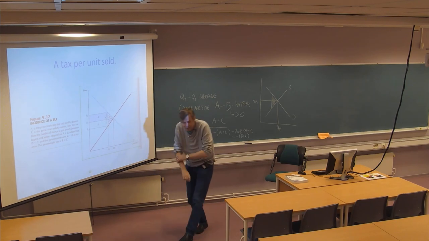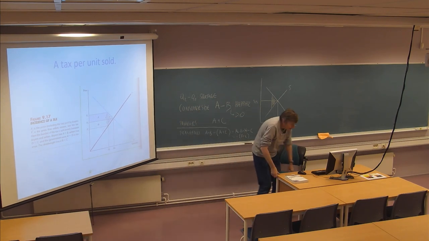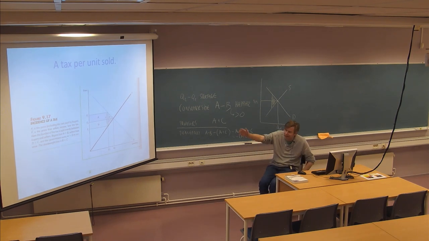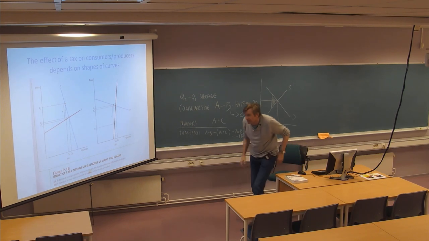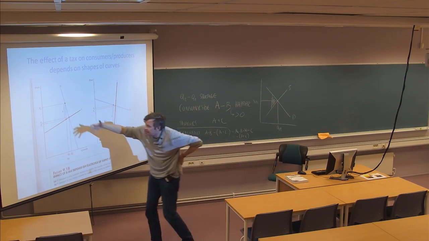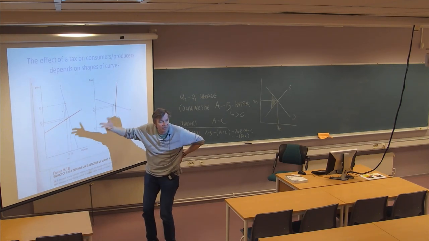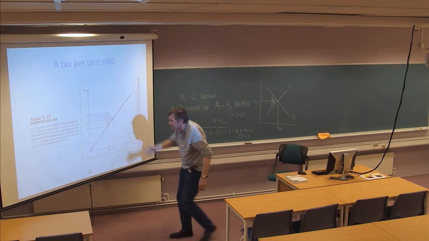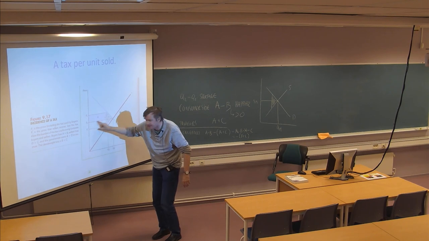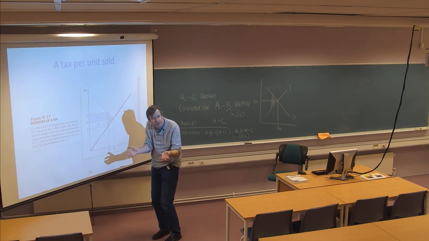The interesting thing about this taxation is that it behaves slightly differently depending on the shapes of the demand and the supply curves. So if you look at the next figure here, you will see that if you have a very steep demand curve and not so steep supply curve, you get a division between producers and consumers which is uneven. In the previous case here, you see producers and consumers lose the same. This area is the same as this area. Okay, so they evenly distribute the burden of the tax, so to speak.